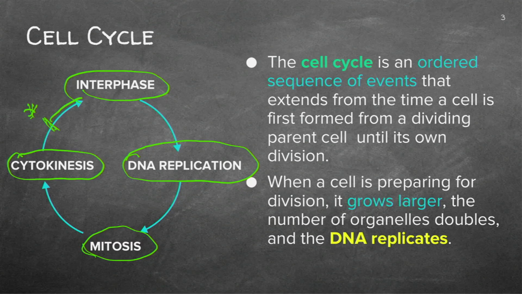First bit is interphase, where it does its cell stuff. It does what it is actually defined for. Like insulin will be produced by your pancreatic cell, and that's what the pancreatic cell will do most of the time it is active. Then towards the end, it'll start replicating the DNA.